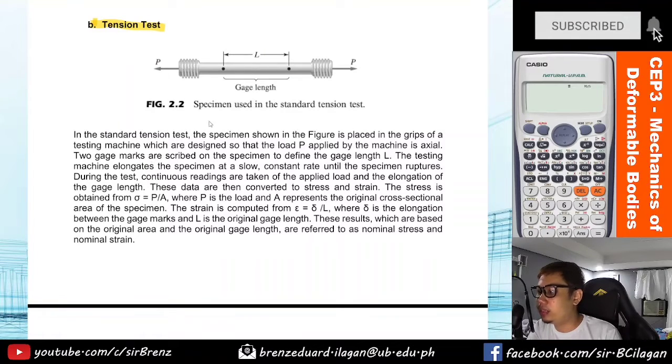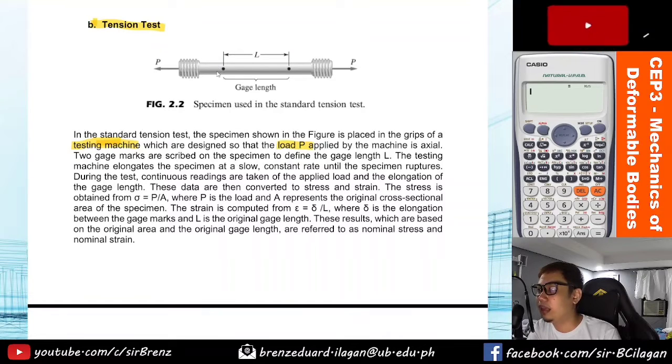In the standard tension test, the specimen shown in the figure is placed on the grips of a testing machine. Nakasalang siya sa machine, which is designed so that the load P applied by the machine is axial. Two gauge marks are described on the specimen to define the gauge length. Meron ka ditong specified na length. Sineset mo yan or minamarkahan mo doon sa sample, and that represents the gauge length, or yung original length ng bar.